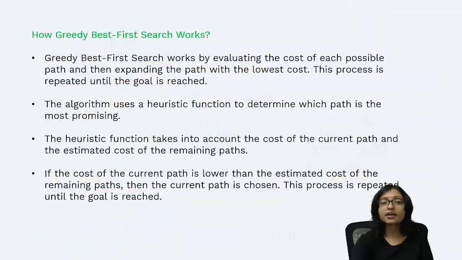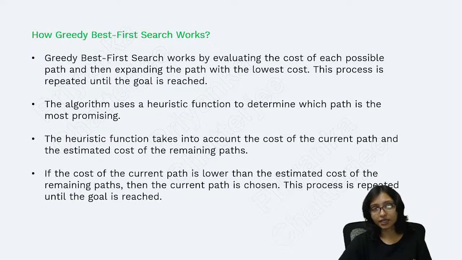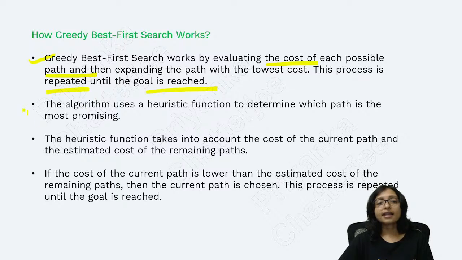This is the way the greedy best first search was working, right? That is the way it worked. You choose, evaluate the cost of all the possible paths, repeat until the goal, and then the algorithm uses the heuristic one, and here it will take, and after that it will be chosen.